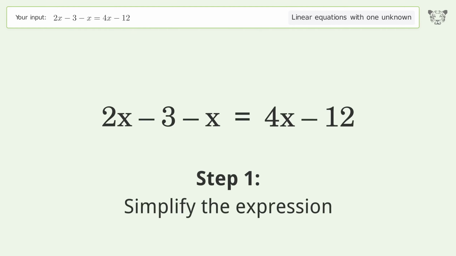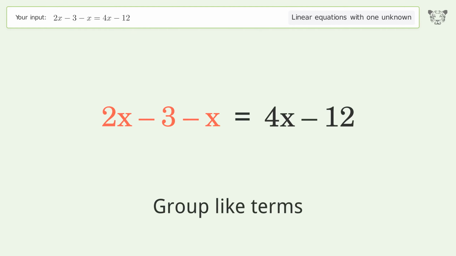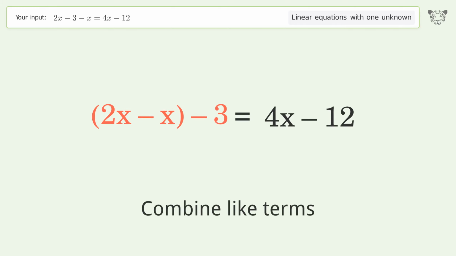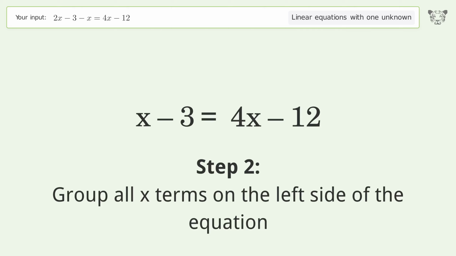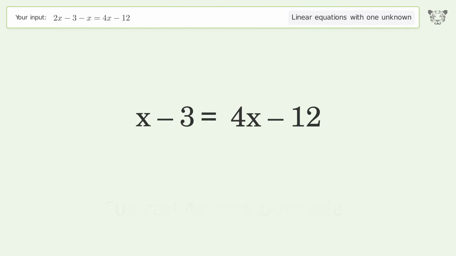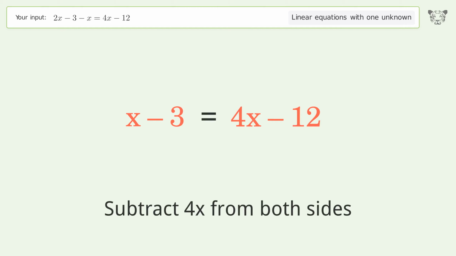Simplify the expression. Group like terms. Combine like terms. Group all x terms on the left side of the equation. Subtract 4x from both sides.